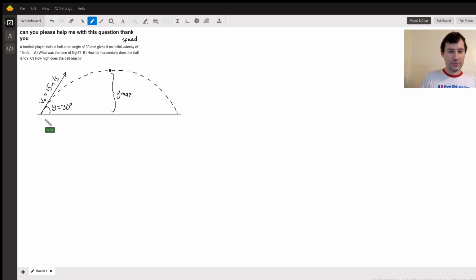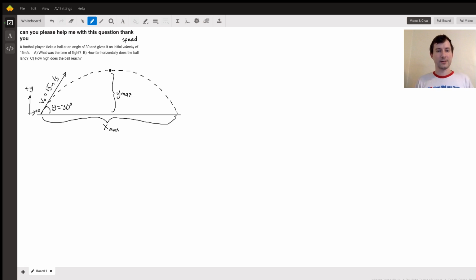So we also want to know our maximum x value here. We'll call that x max. And all of this is to say that we have set up our coordinate system with positive y pointing in that direction, up, and positive x pointing along the ground in the direction in which the football moves.